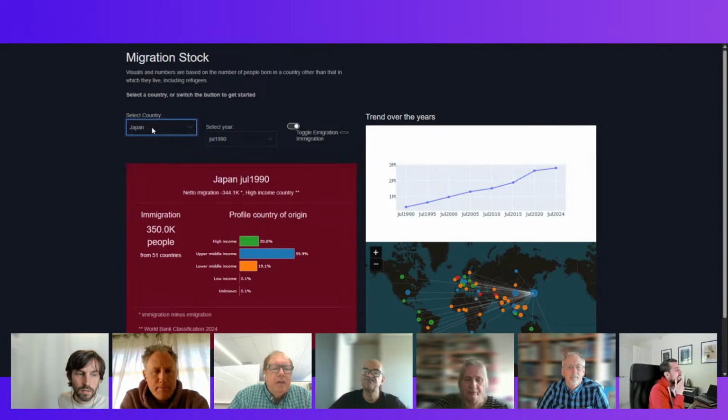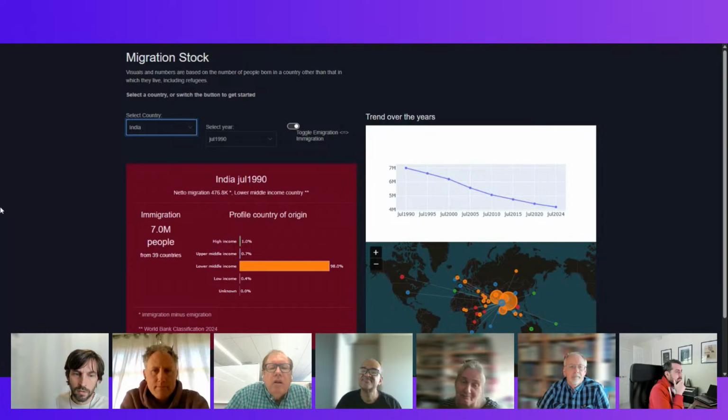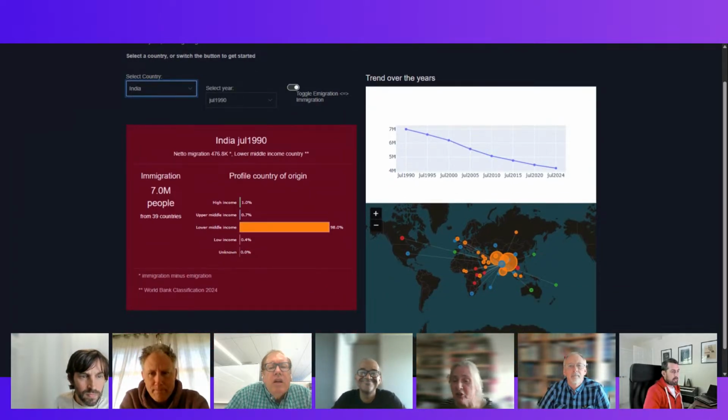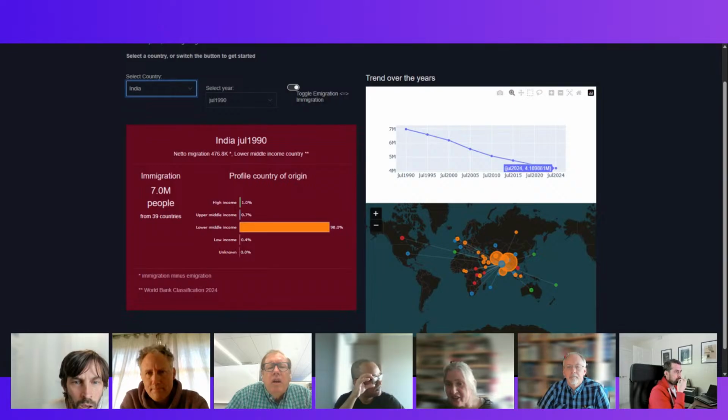I'd love to see India. Yeah, this is the last one. I haven't tested this very well, so just this morning, I found the data and did it. This is immigration to India. To India. You see, it's less. Going down. Oh, this is going down.